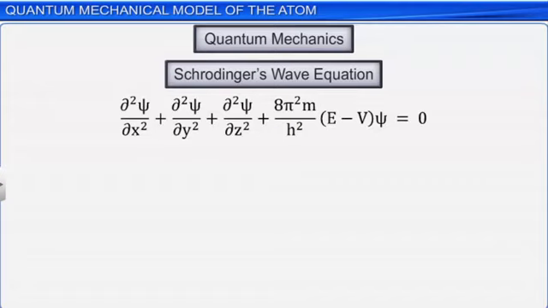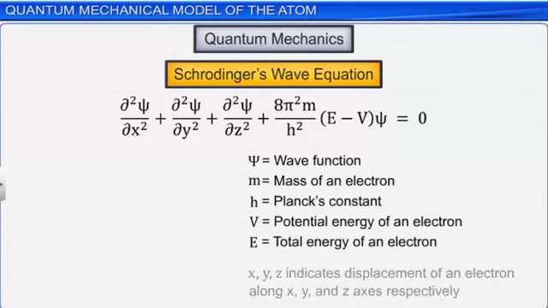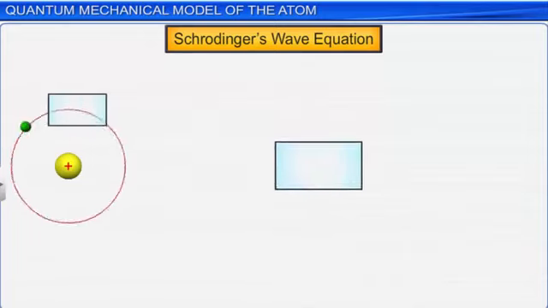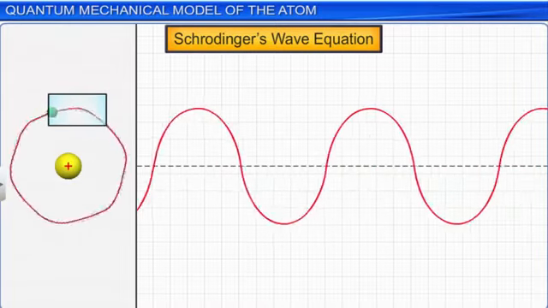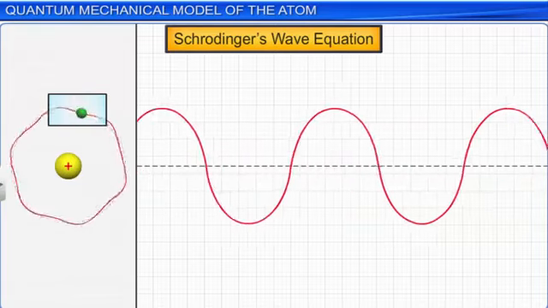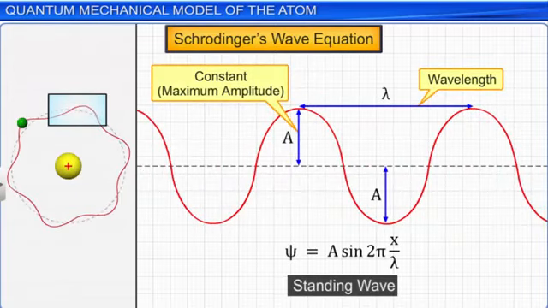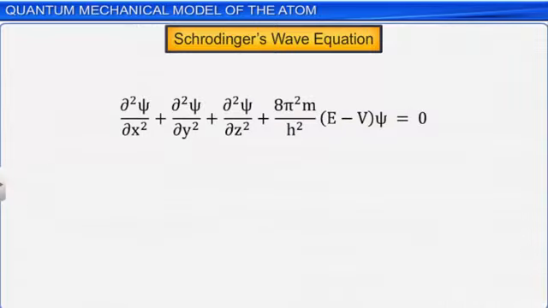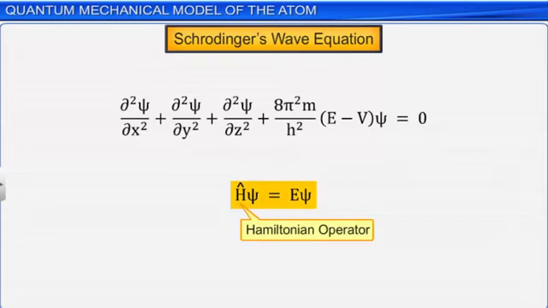In quantum mechanics, the mathematical expression which describes the wave motion associated with a particle is popularly known as Schrödinger wave equation. It gives the probability of finding an electron at different points in an atom. The Schrödinger's wave equation is obtained by differentiating the equation for the standing wave of an electron in the hydrogen atom. In short, Schrödinger wave equation is written in terms of Hamiltonian operator as shown here.